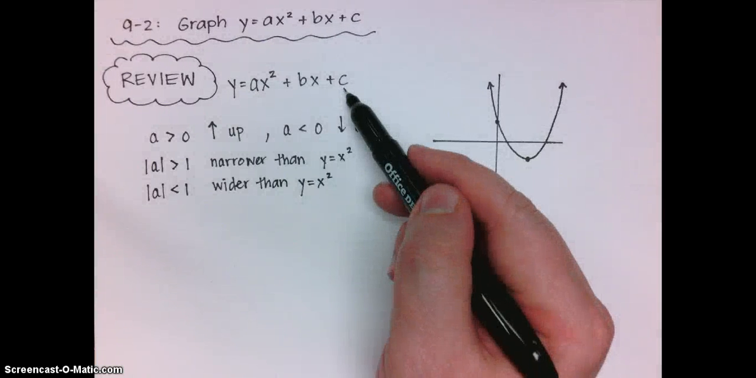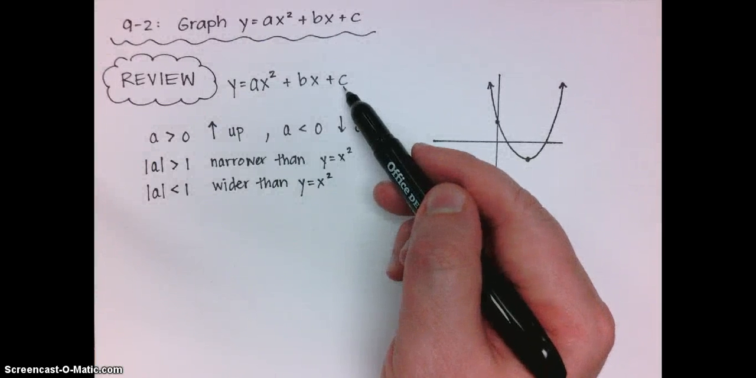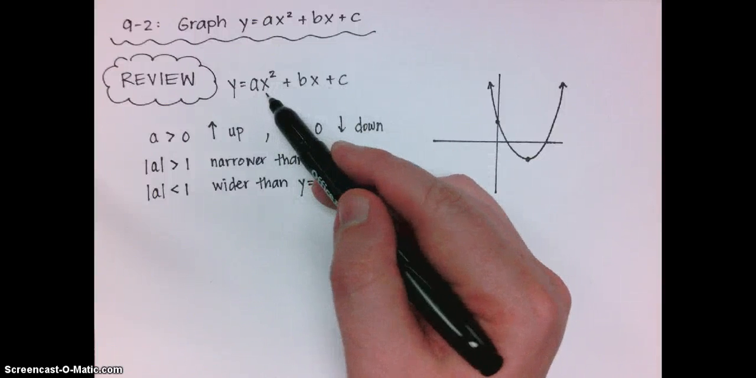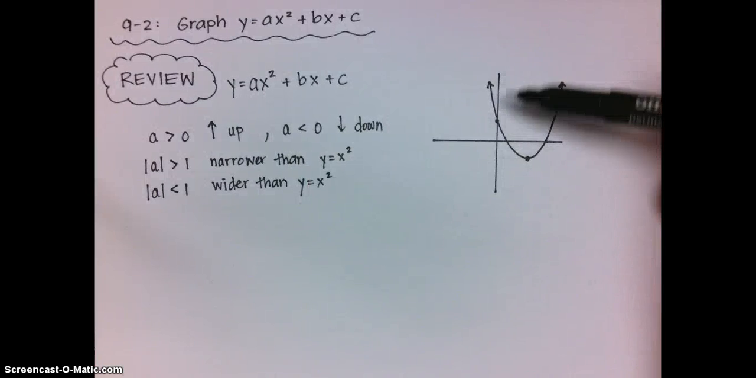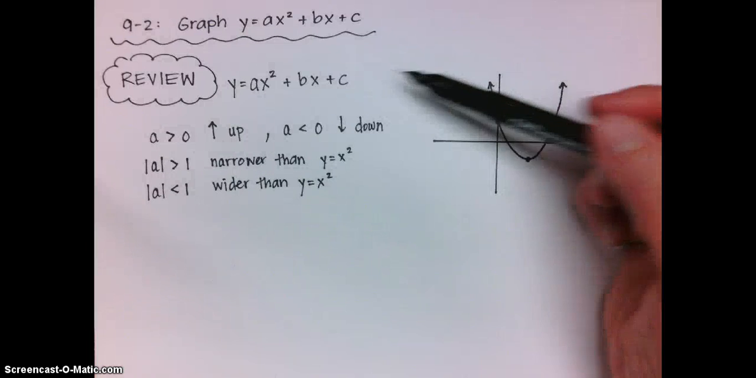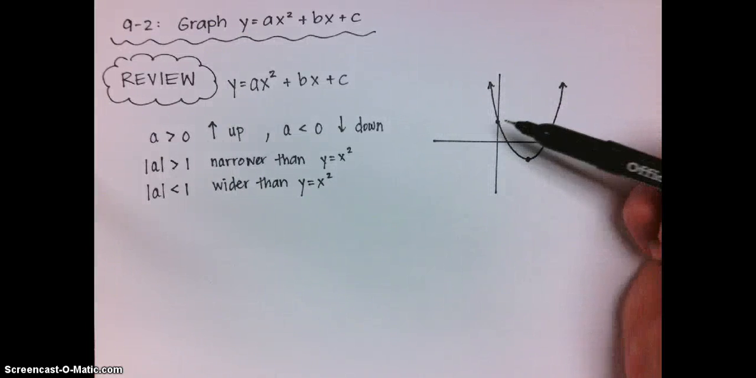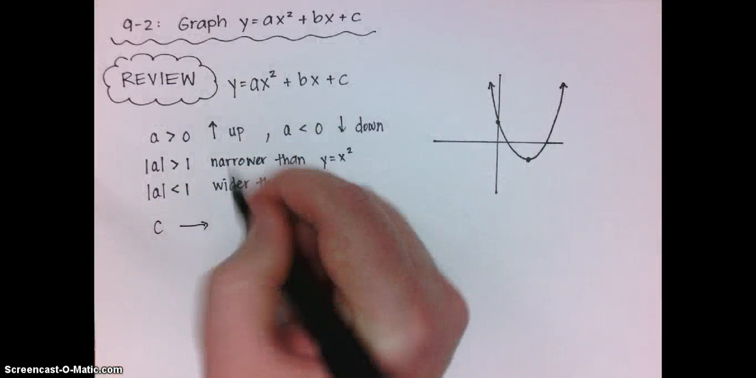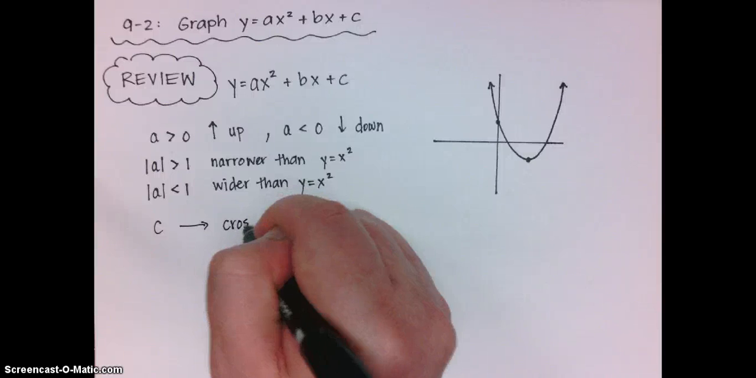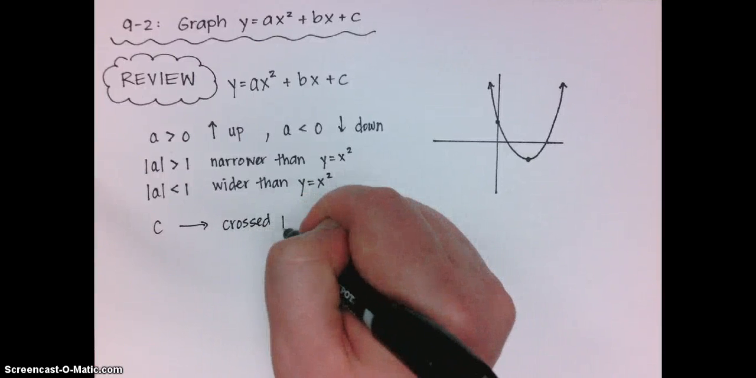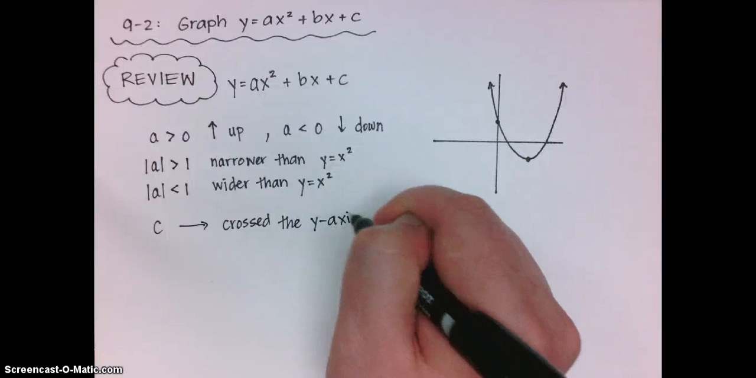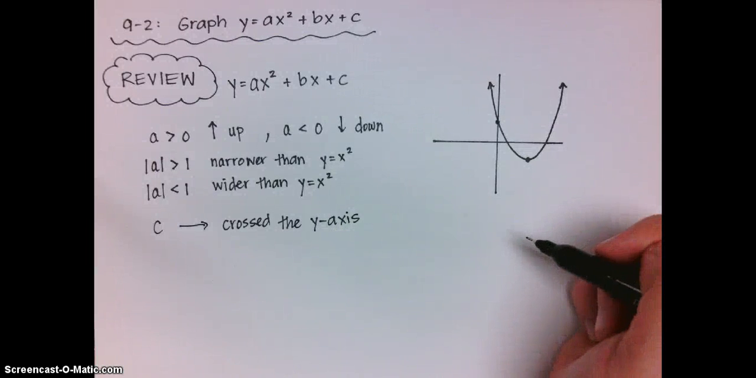Also this c, when we added just a constant to the ax squared, we saw that it made it go higher. But actually what that c was telling us was where it was crossing the y-axis. So the c always told us where it crossed the y-axis. These were all things that we knew without even graphing it.